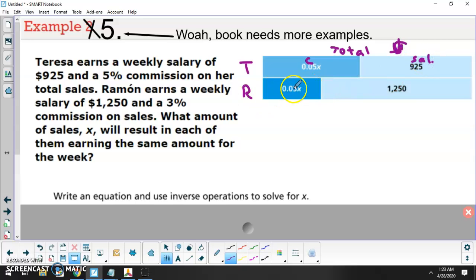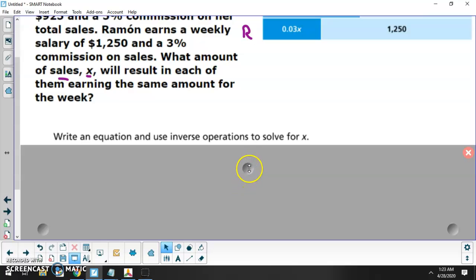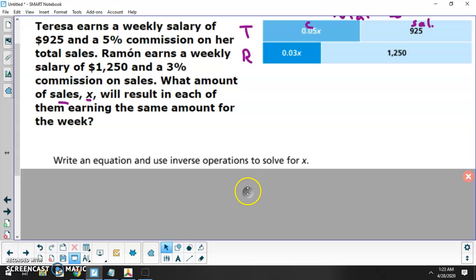Down here for Ramon, it's the same, but he gets less commission and more salary. So there is a point in which these two are actually equal, an amount of dollars in which these two are equal. This is one way you can use an equation when you have variables on both sides. When you are comparing two things and seeing when they are equal, you want to put one thing on one side of the equation and the other thing on the other side. So think about what the equation would look like.